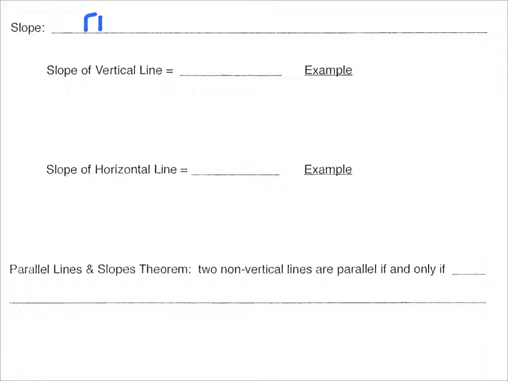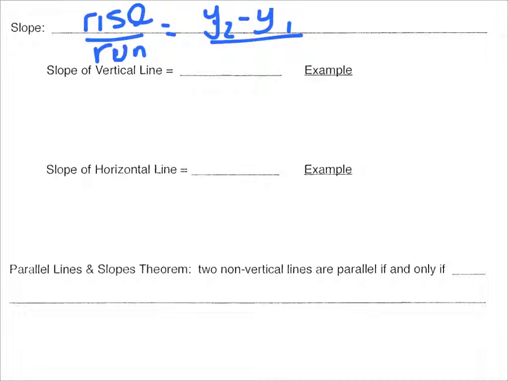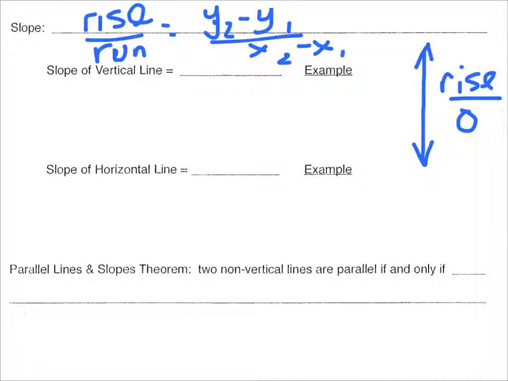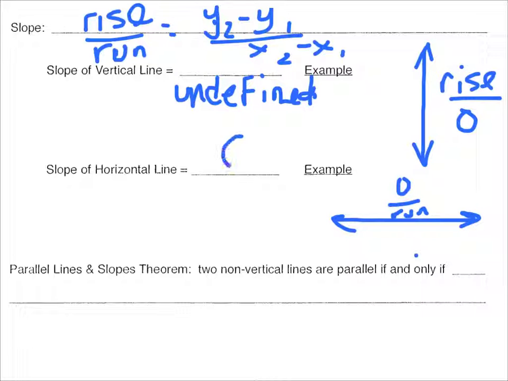Slope. Slope is rise over run. More specifically than that, it is y2 minus y1 over x2 minus x1. If I have a vertical line like this, how much is its run? 0. The slope of a vertical line is undefined. I'm really struggling writing here. Undefined. The slope of a horizontal line is 0.